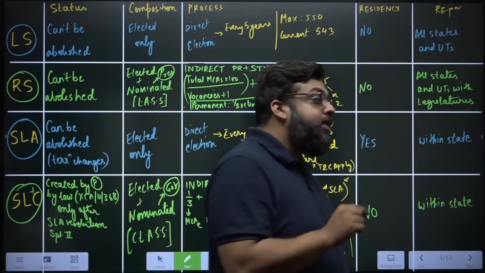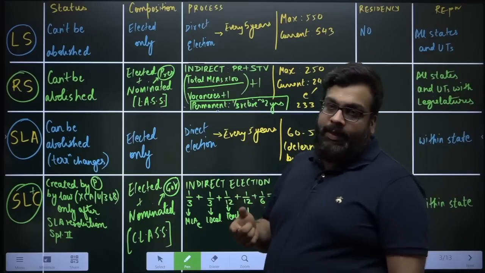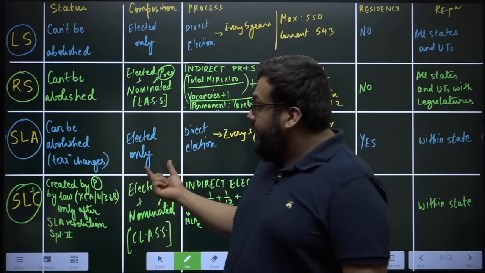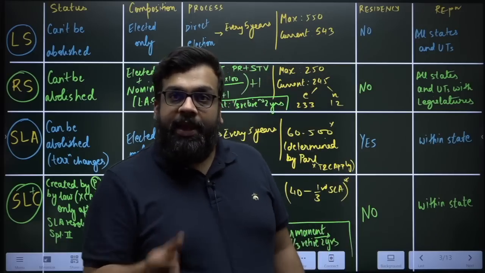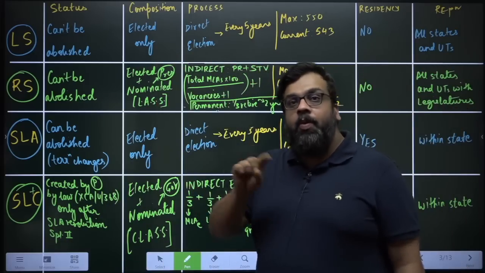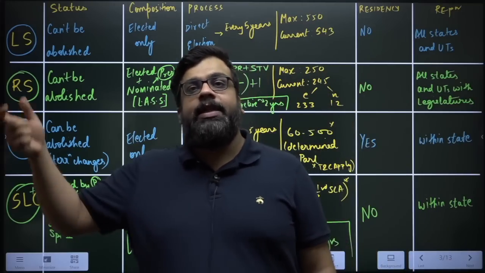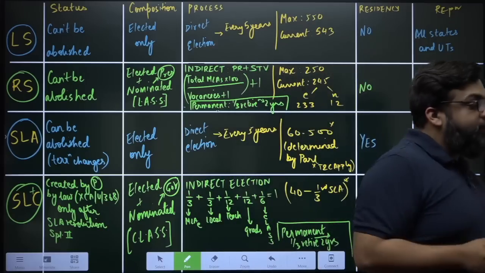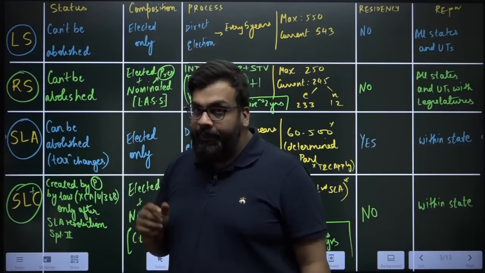In fact, it was converted into two union territories, one with legislatures and one without legislatures. So in that way, a state legislative assembly can actually be abolished. If you convert an entire state into a union territory without a legislature, you are technically abolishing the state legislature. So can a state legislature be abolished because of territorial changes? That is technically possible, right?